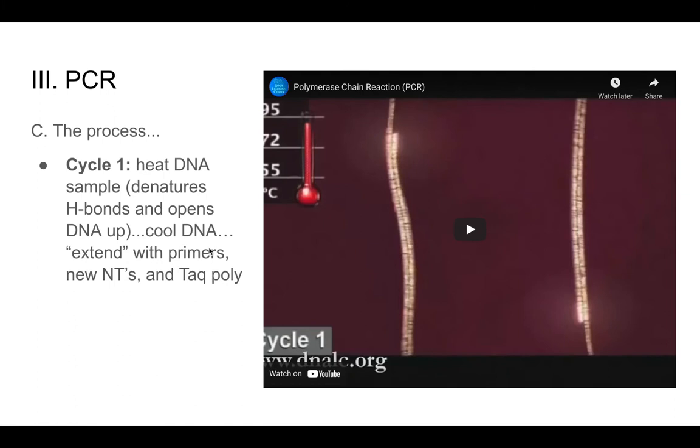After we've heated it up, we bring that temperature back down, and then we're going to do something called extension. And so we're going to make a complementary side of the DNA using the primers and the new nucleotides and the Taq poly. And so we'll do it once, and then we do the exact same thing a second time, and we do the exact same thing a third time. So here is an animation of that process, and you can see after you've cycled 3 different times, you're amplifying the amount of DNA that exists from beginning to end. So check this out.